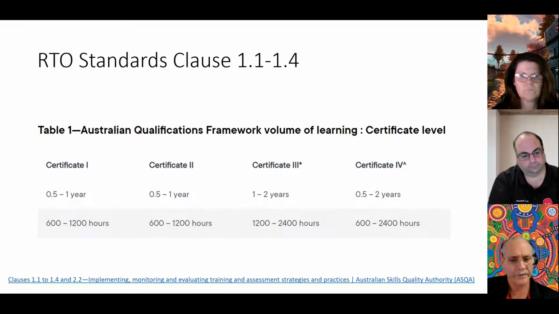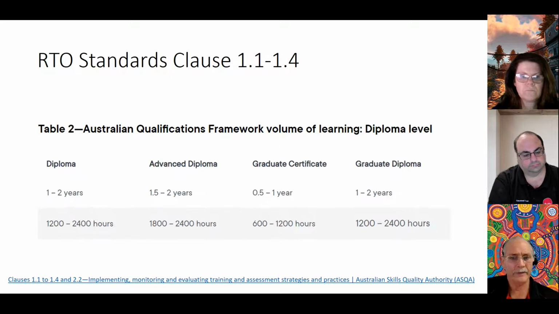That's at certificate level, but at diploma level, it increases again: diploma 1200 to 2400 hours, advanced diploma 1800 to 2400 hours, graduate certificates 600 to 1200 hours, and graduate diploma 1200 to 2400 hours. The RTO is required to develop and implement approaches to ensure that students gain all relevant skills and knowledge.